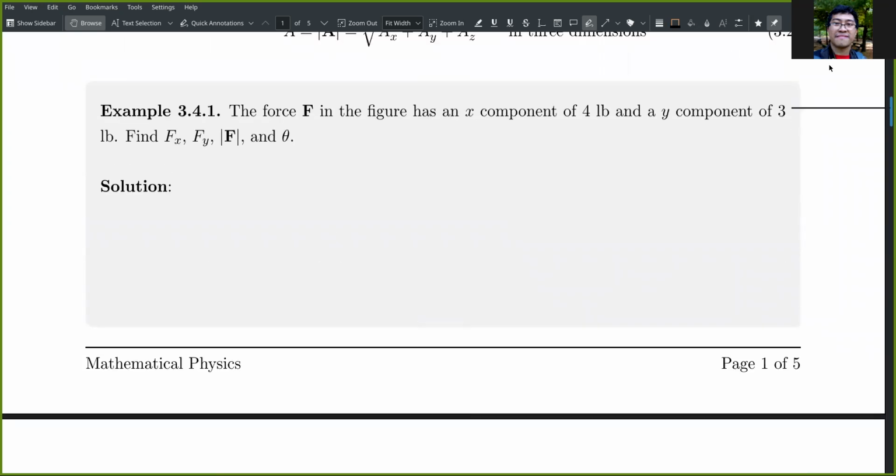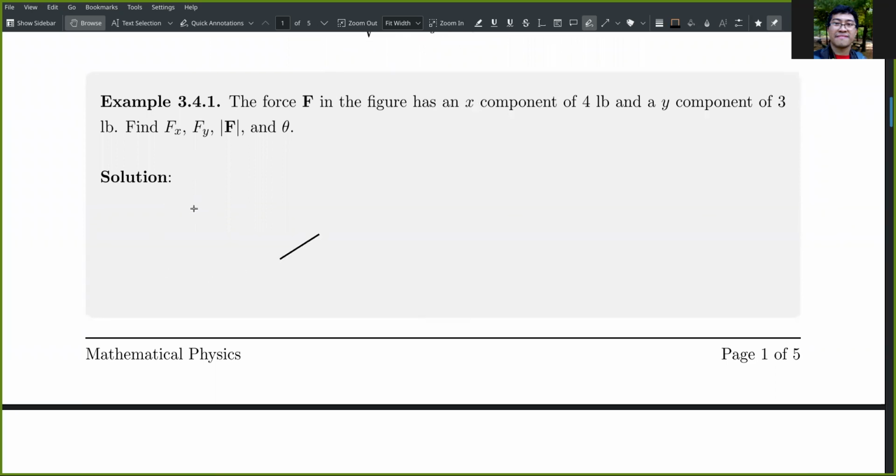So consider this example. You have a force F in the figure. So the figure would look like this. Suppose this is the X and Y components. This is F. This is 4 pounds here in this direction. This is 3 pounds. So find fx, fy, f, and theta.